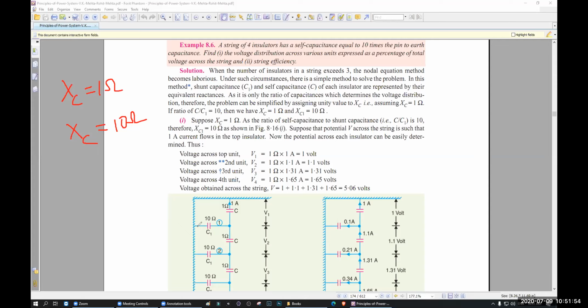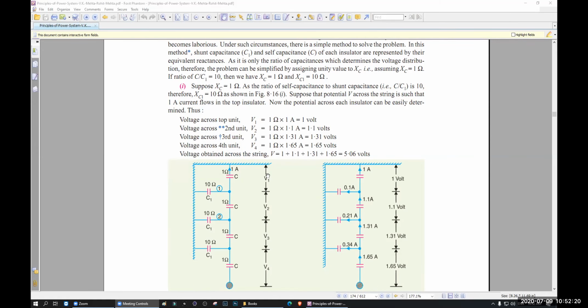You do not have to actually prove it, because remember, more capacitance means less reactance, less capacitance means more reactance. So here, this capacitor is bigger, that's why the reactance is smaller. This capacitance is smaller, that means the reactance is bigger. Okay. Now, what we will do, we will define a model. So this is 1 ohm, 1 ohm, 1 ohm, 1 ohm. So this is 10 ohm, 10 ohm, 10 ohm.